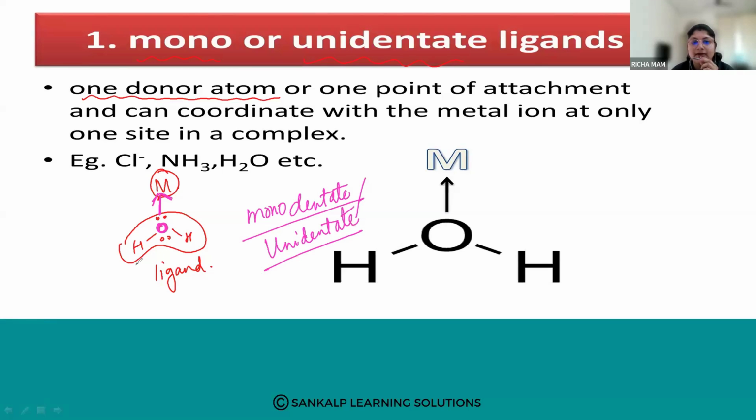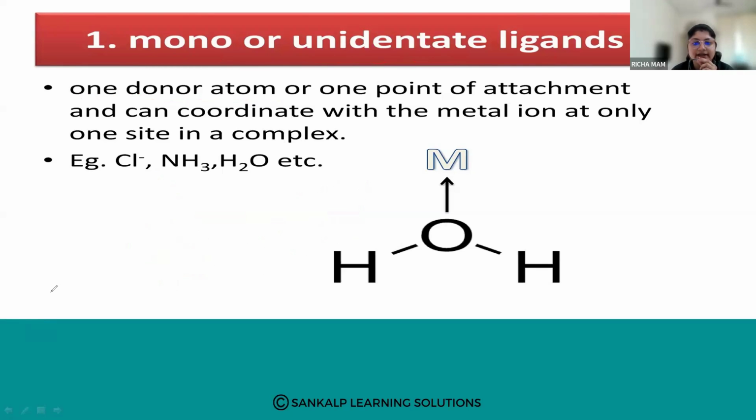Fine. So we had discussed some examples in our previous class. Let me give you the examples of negatively charged and neutral ligands again. Please note this down, it is very important. You need to know all of this.